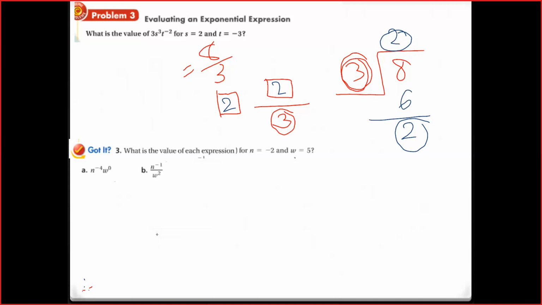Now, got it? 3. What is the value of each expression if we have n is -2 and w is 5? Let's do B as an example. Masa, are you here? Masa, please solve B. Say with me. Here, what did you have?